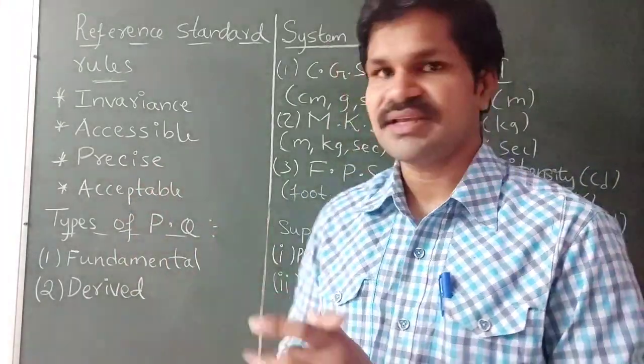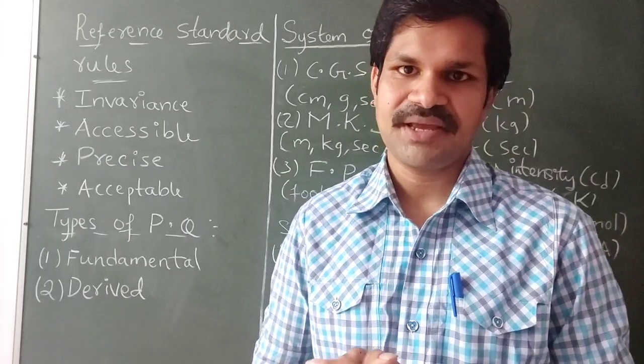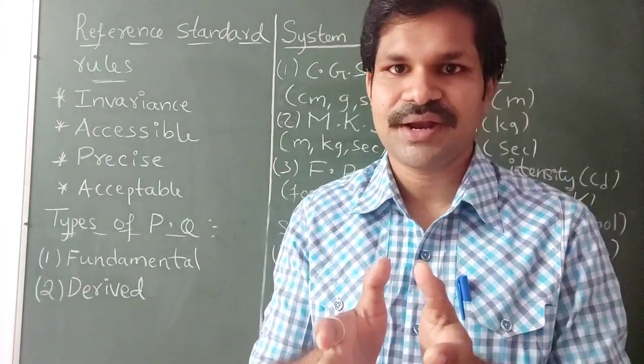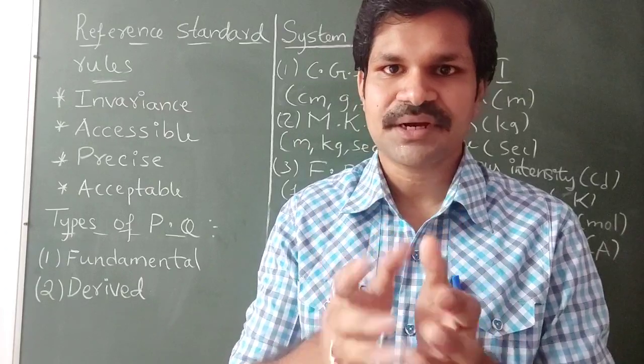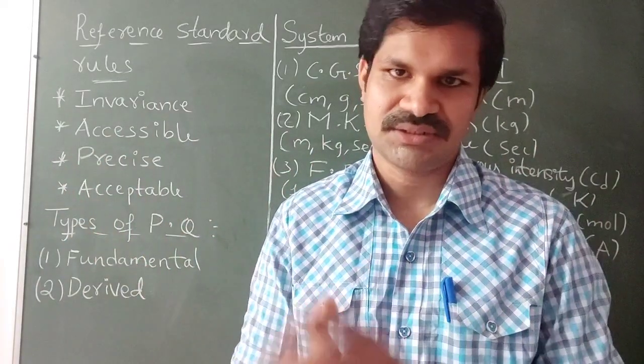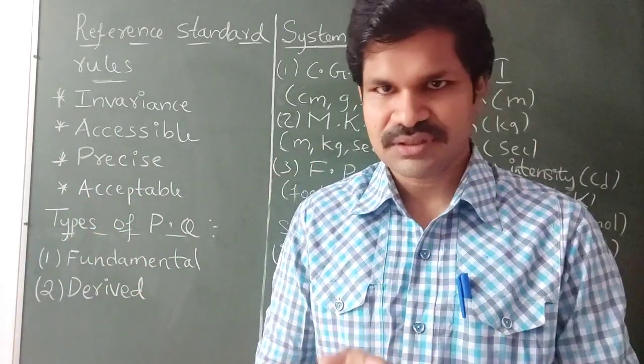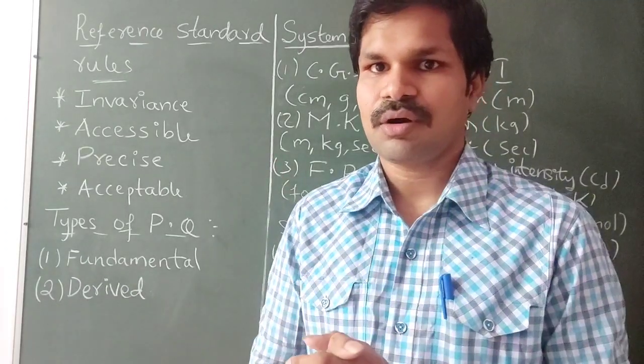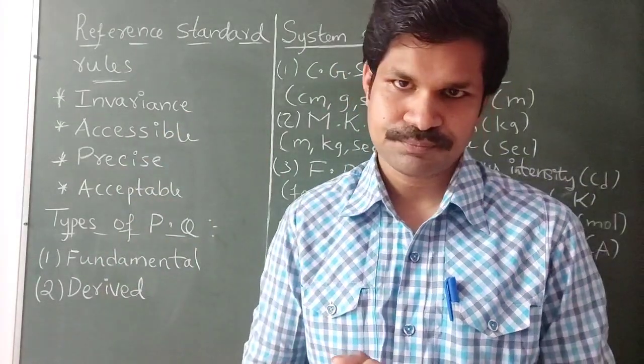And the fourth one is acceptability. That means that particular unit must be accepted throughout the universe. Then only it can be called a unit.